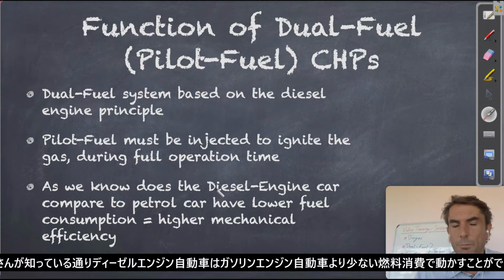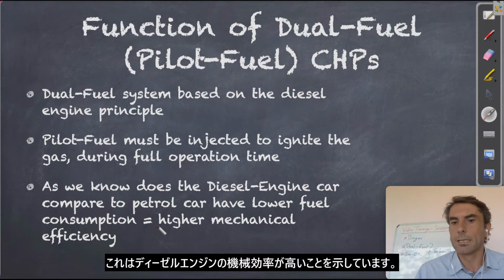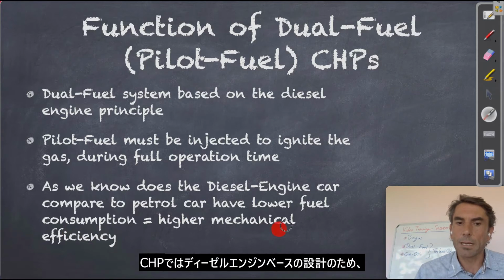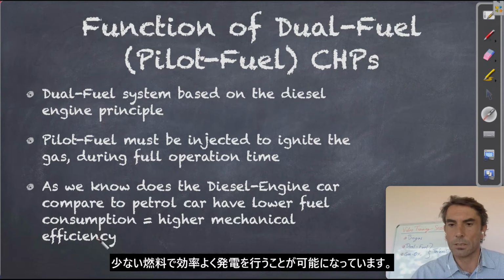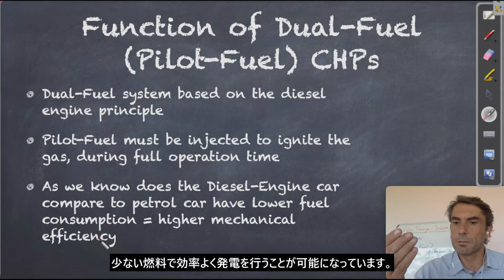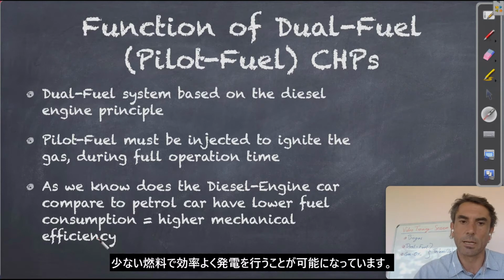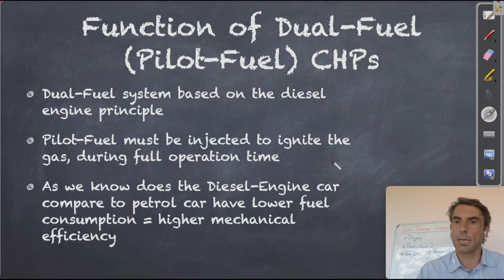And as the next point, everybody knows the diesel engine, cars, trucks and so on, compared to the petrol engines or petrol cars, has a lower fuel consumption. That is equal to a higher mechanical efficiency. So the higher mechanical efficiency will be transferred on a CHP unit, from mechanical energy goes to the alternator into electrical energy, what will be fed into the grid as electric energy. Okay, let's move on.